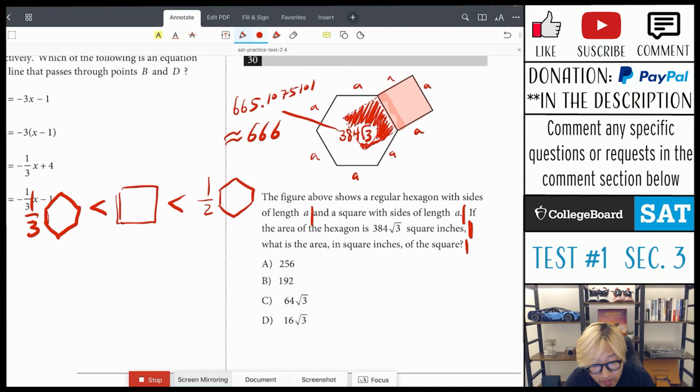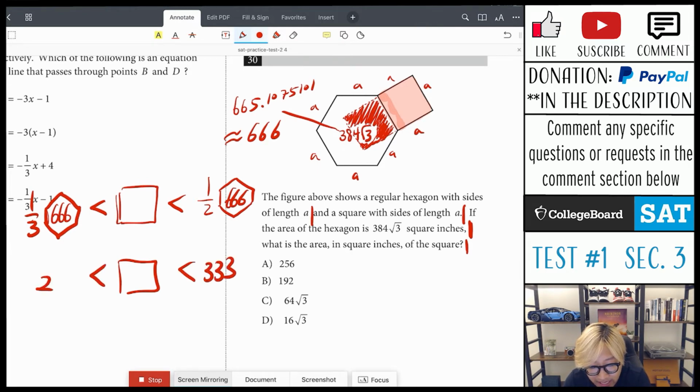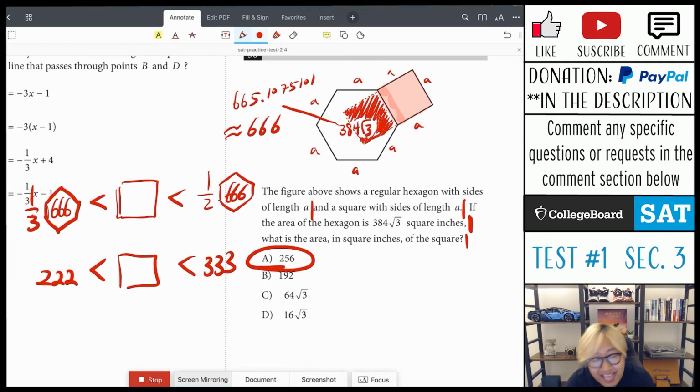So, knowing that the hexagon is 666, I can say my square is anywhere in between 333 and 222. And if you look at the answer choices, only A is the answer choice that actually fits in between the two inequalities. And indeed, A is the correct answer.